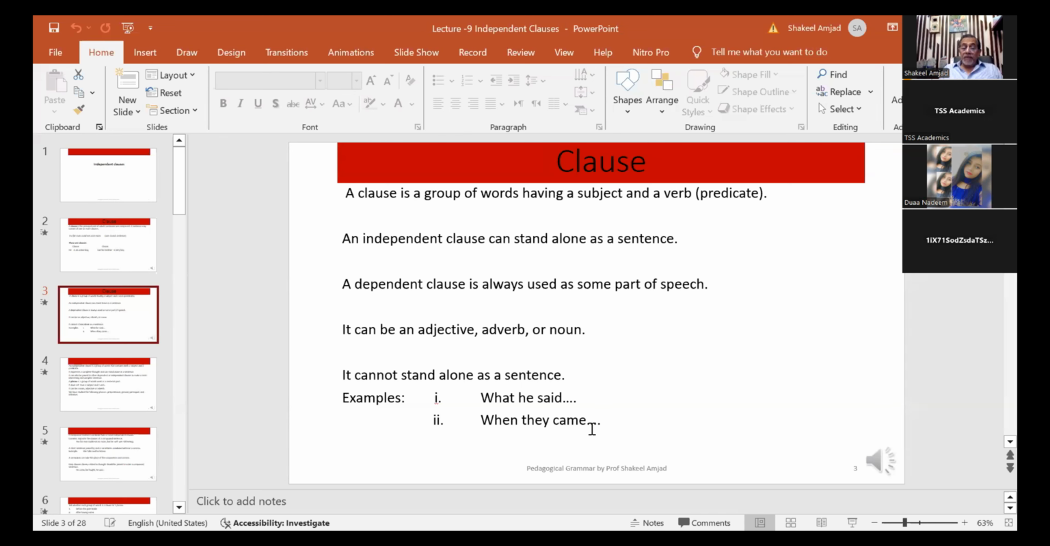When they came, अब इसी तरह they सब्जेक्ट है, came इज द प्रेडिकेट, a verb. It can stand alone as a sentence if when is not there. और अगर ये when इंट्रोगेटिव होता तो इसके बाद when did he come, when did they come होता, right? या when did he come होता, ठीक, right?